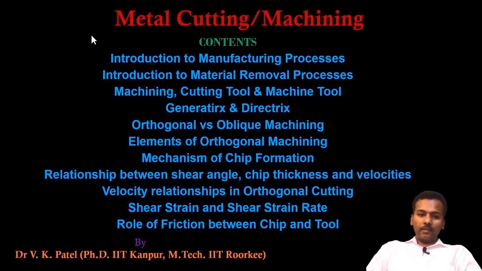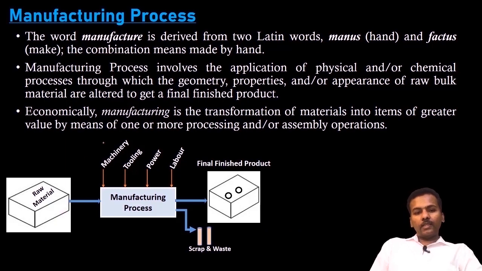So these are the contents as you can see. Now come to the basics of manufacturing process. That means what is the definition of manufacturing process? So manufacturing is made from two Latin terms, manus and factus. Manus means hand and factus means make. So shaping with the use of hand, or made by hand.